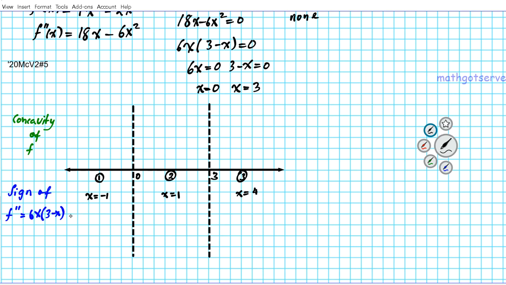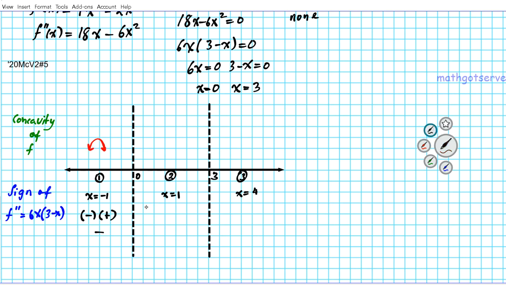For the first one, we're looking at f double prime of -1. When you plug in -1, all we care about is the sign, so we don't have to work out the entire thing. Plugging -1 into 6x, you get -6, but it's negative. Plugging -1 into 3 minus x, it's 3 minus minus, which is positive. A negative times a positive is negative. You don't really need to work it out, you can just plug in the number and figure out the sign. So what does that tell us? The concavity of f is downwards, concave down.